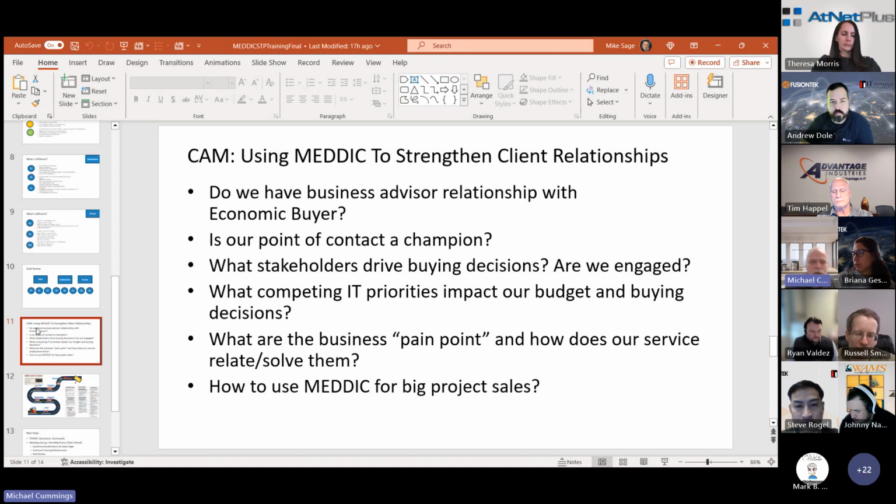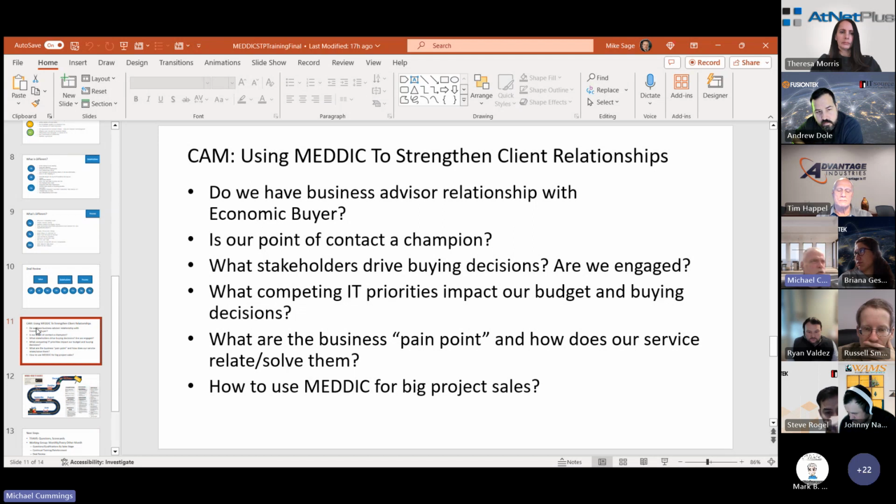But the other application is that it gives us food for thought about the real quality of the relationships we have with our existing clients. You could look across your clients and say we have 20 A's, 20 B's and 20 C's, but even within each of those categories, you may have a widely different quality of relationship. For example, do we have a business advisor relationship with the economic buyer? If we do, that's great. If we don't, how do we build one over time? Is our point of contact a true champion for us, or are they just a ticket taker, kind of an admin person? If we don't have a champion, what can we do over time to build one up?